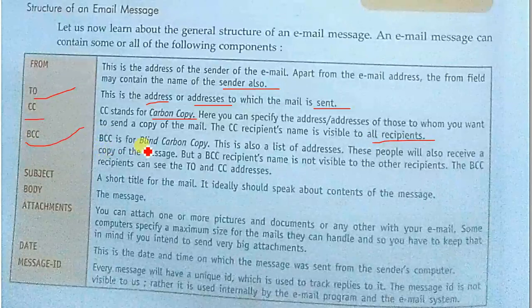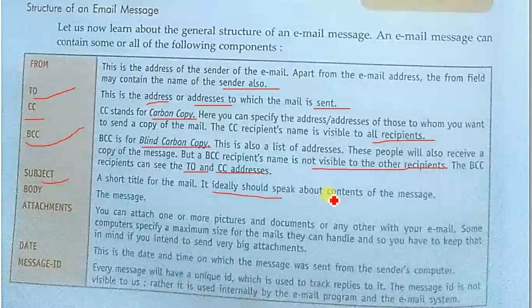BCC. BCC is a blind carbon copy. This is also a list of addresses. These people will also receive a copy of the message. But a BCC recipient's name is not visible to other recipients. This is the difference between CC and BCC. The BCC recipients can see the To and CC addresses. Subject: a short title for the mail, its display.